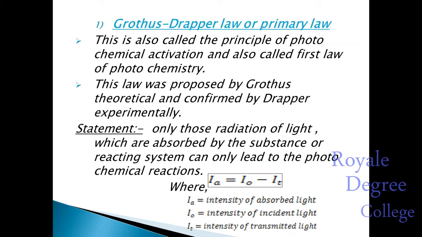Now we'll see the statement. Only those radiations of light which are absorbed by the substance or reacting system can lead to photochemical reactions. Here IA is equal to I0 minus IT. What is IA? IA is the intensity of absorbed light. I0 is the intensity of incident light. And IT is the intensity of transmitted light.